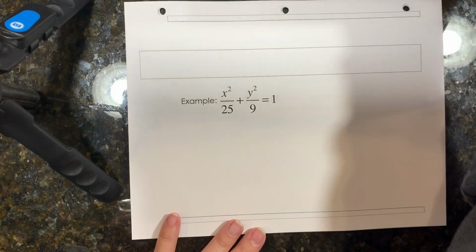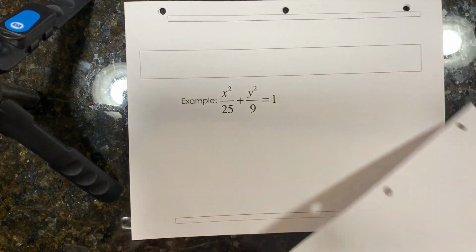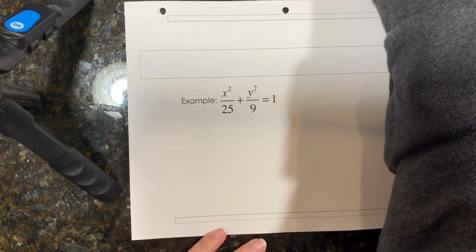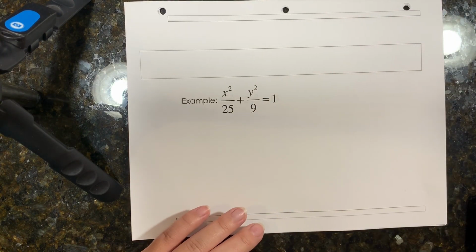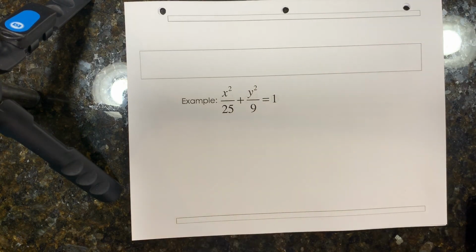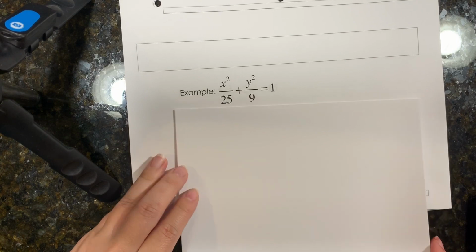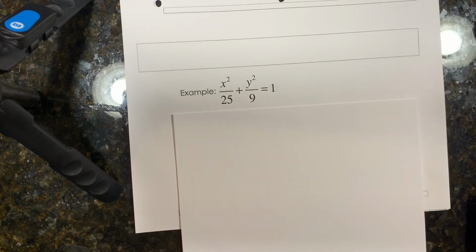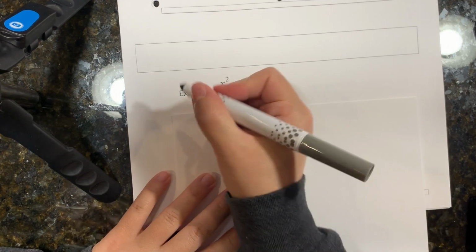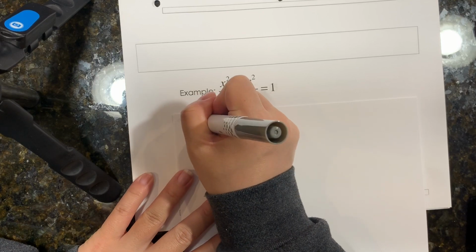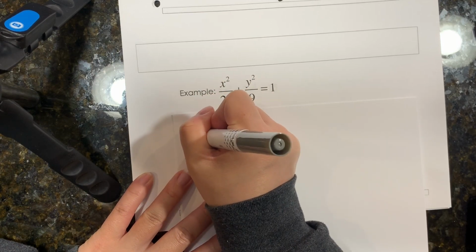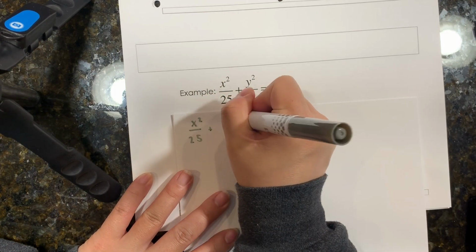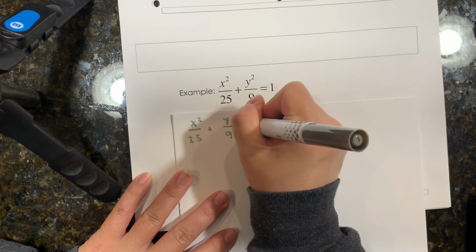So now we're going to look at an example, which gives us x squared over 25 plus y squared over 9. That's already in the correct format that we want. So all I need to do is go to each denominator. I have x squared over 25 plus y squared over 9 equals 1.